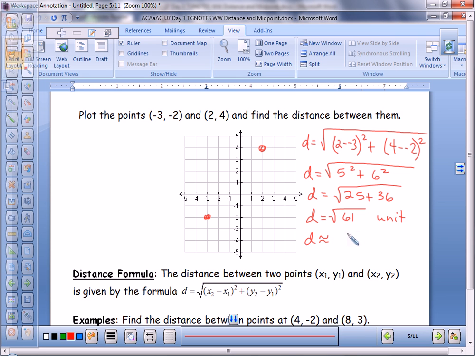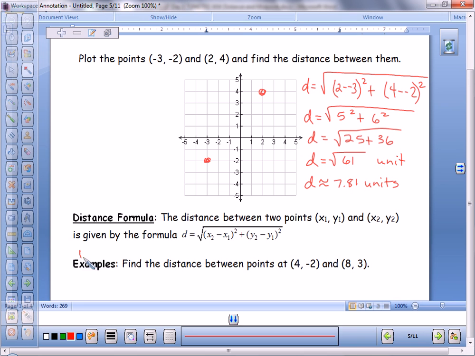All right. Any questions? Okay, you try this example here, please. I want the exact and the approximate. Justin, these directions are for you. You try. There we go.